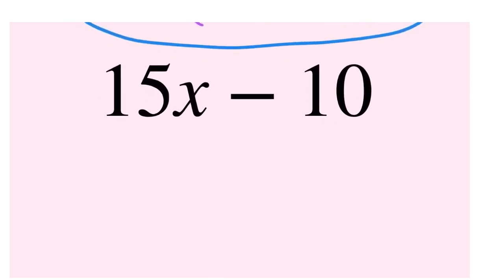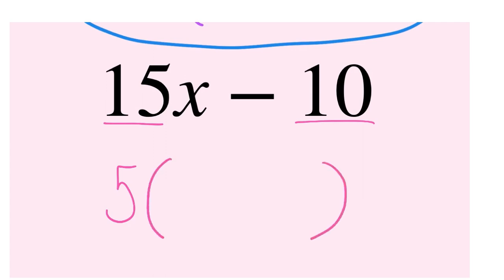All right, so this one, let's start with the numbers. What goes into 15 and 10? I know that would be 5. 5 goes into both of those. Now this one has an x, but this one does not, so we cannot take an x out. We can only take the 5.